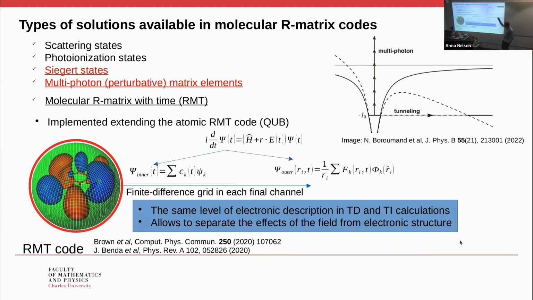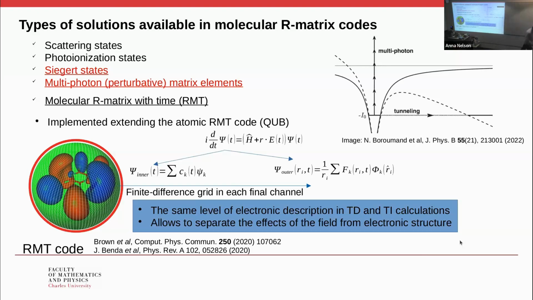So, of course, the traditional scattering states, we can compute the photoionization states, but newly I'll be talking about what we can do with bound states and perhaps, if I have a bit of time, the multi-photon matrix elements. Then, as I mentioned, there's also the molecular R-matrix with time, which is a method that uses the stationary solutions of the R-matrix to propagate the full wave function of the system in time, in external fields. This is extremely useful for ultrafast physics when you have to consider explicitly the structure of time-dependent pulses, or in non-perturbative calculations when the field is really strong.